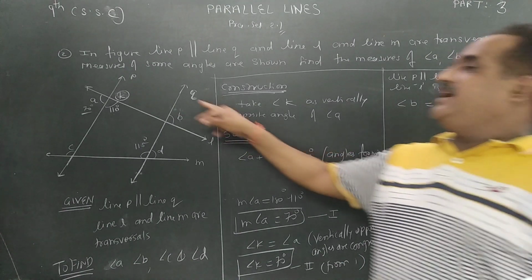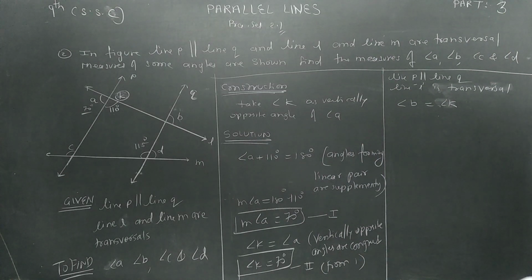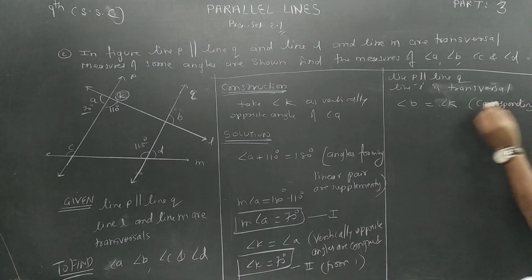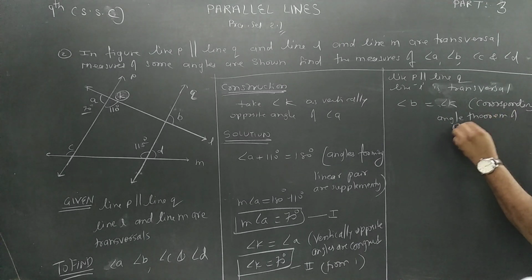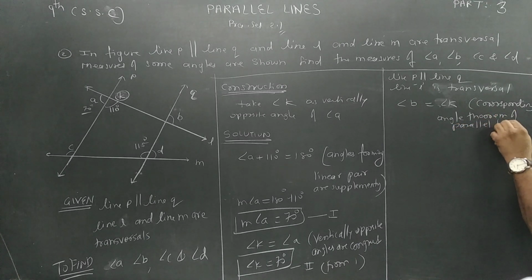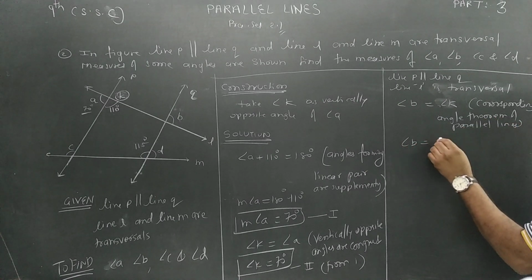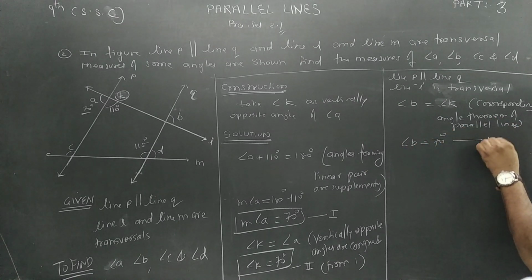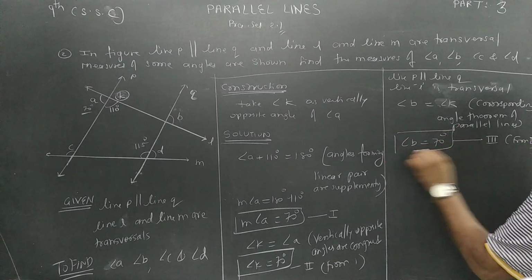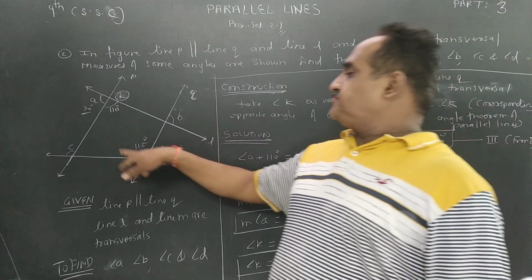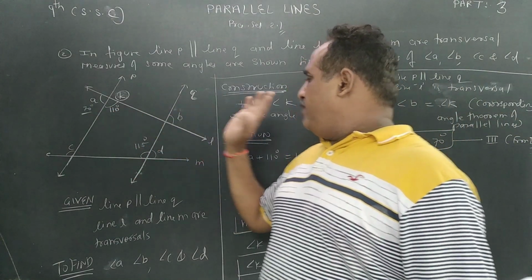If it is a transversal, then I can say that angle B is equal to angle K. Why B is equal to angle K? The reason is corresponding angles of parallel lines are congruent, but that is proved by this theorem. What we are going to write? Corresponding angle theorem of parallel lines. So angle B is equal to how much now? 70 degree. It is third, and we are going to write from 2. We got B also. तो ये तो आपको मिल गया. Is it right? A मिल गया और B भी मिल गया.